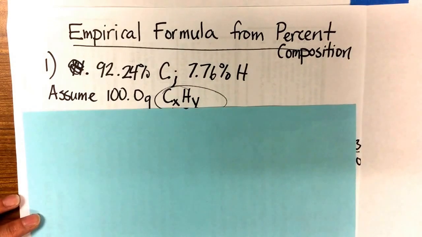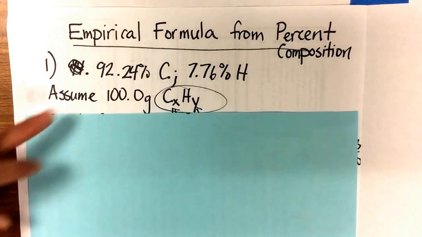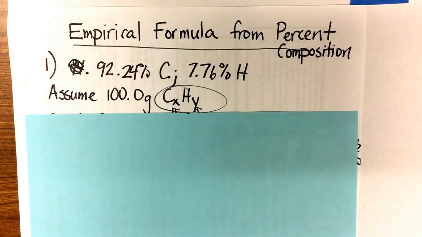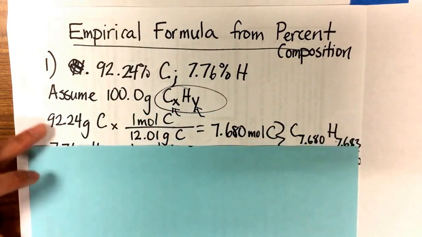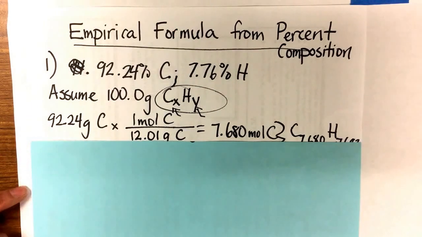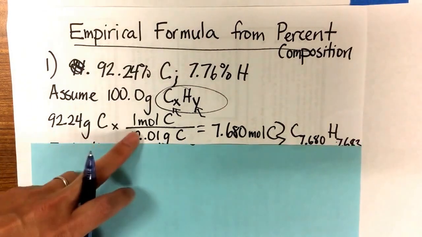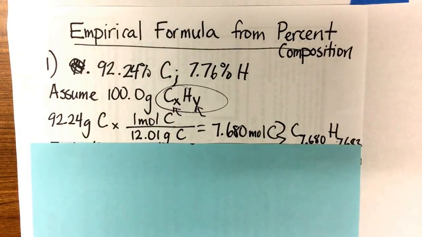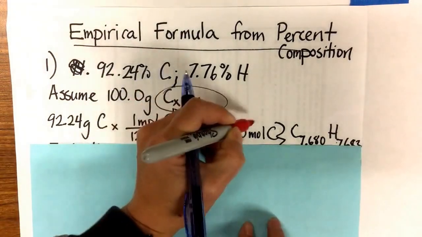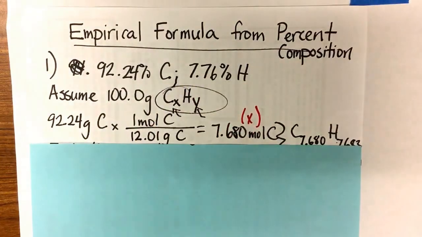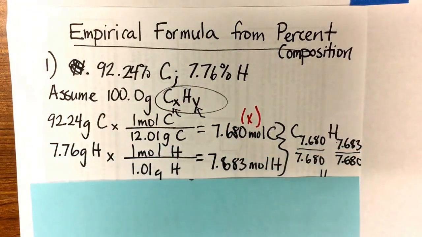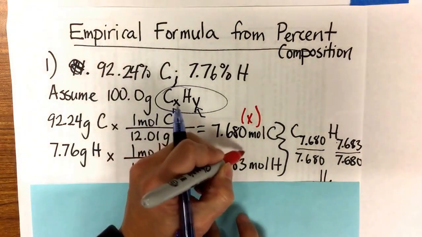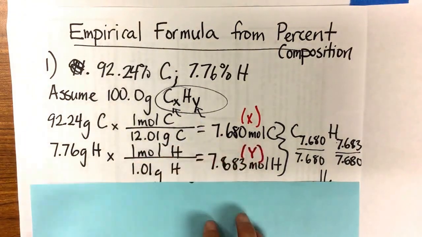The first thing to do is, once you assume 100 grams and you know that 92.24% of that mass is carbon, that means 92.24 grams of it is carbon. So you convert that grams to moles because X represents the moles of carbon. Let me write that and remind ourselves that this is the moles of carbon that we're finding here. And then we would do the same for hydrogen. We would convert the grams of hydrogen into moles of hydrogen. Then that will give us our Y.